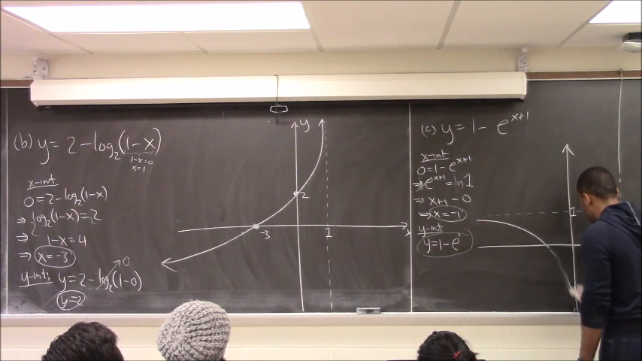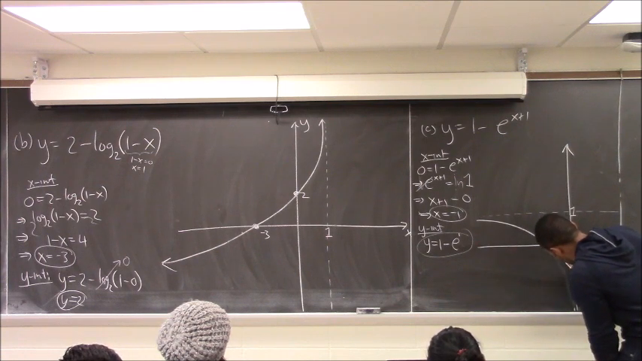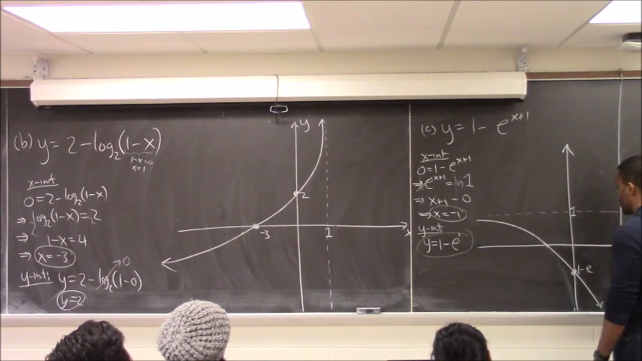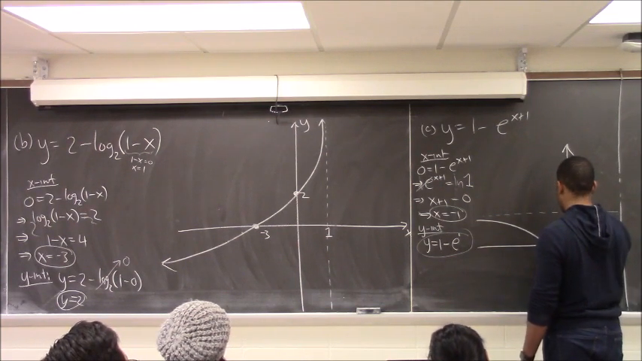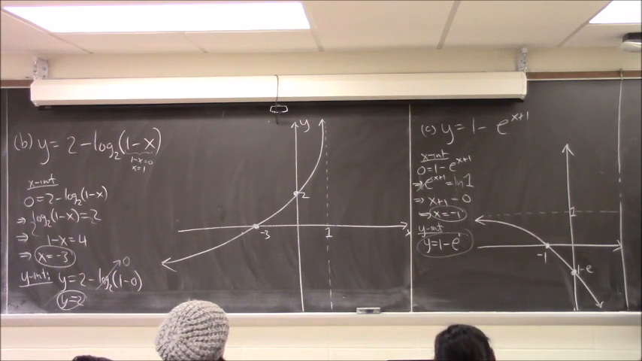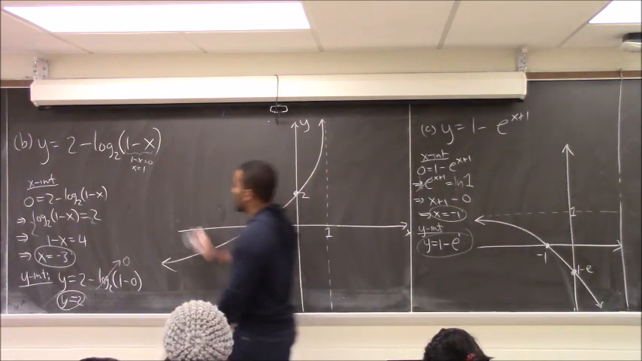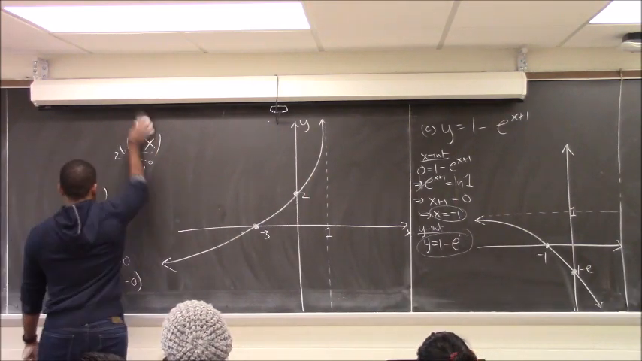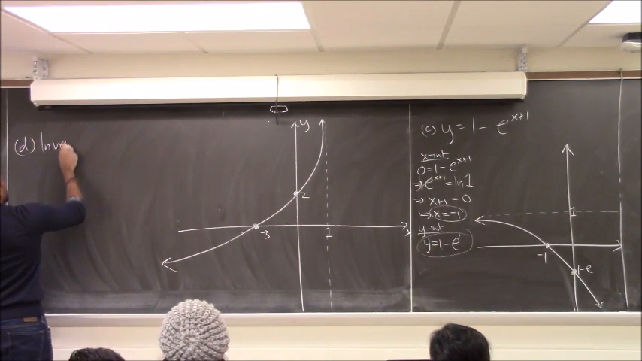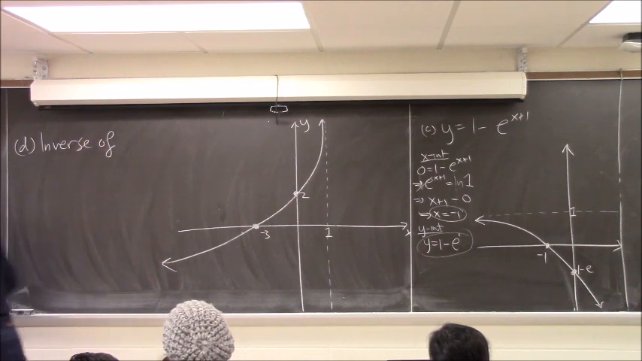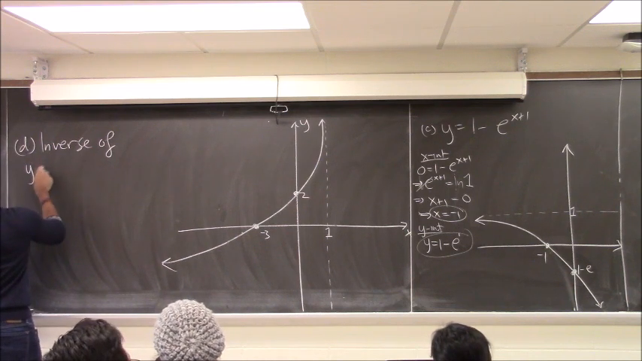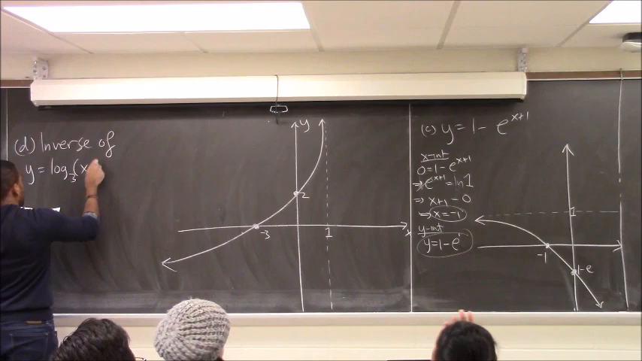it's supposed to cut through this. This point here, whatever that point is, I'm just going to call that 1 minus e. This point here is going to be minus 1. That's my asymptote over there. So D, want to graph the inverse of part A, which was y equals log to the base 3 of x minus 1.